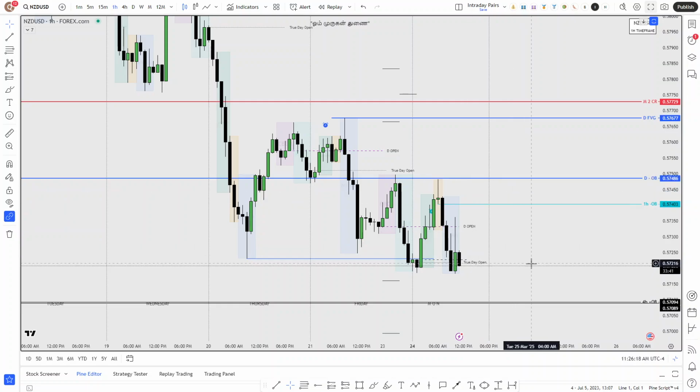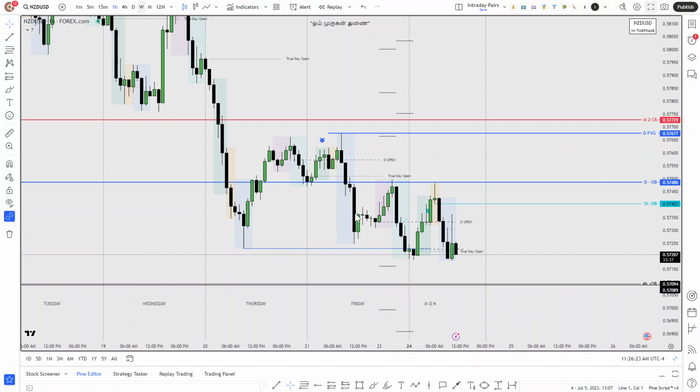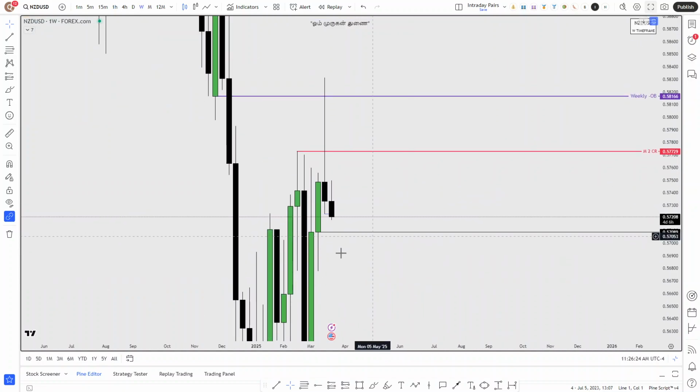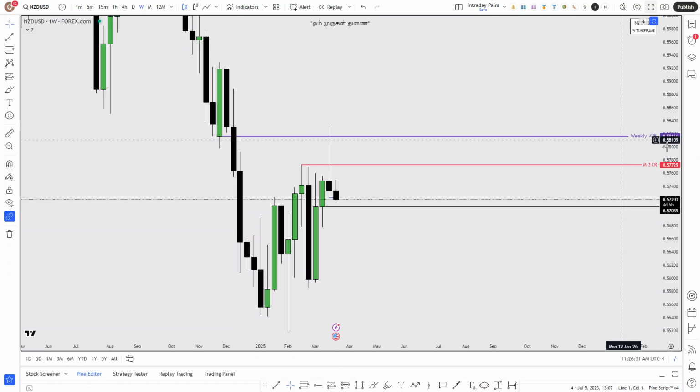Okay, so I'll come to the analysis part now. In weekly, yeah, we have this bearish OB, right? This is New Zealand. This is the weekly bearish OB. Yes, price has tapped this. Weekly bearish OB. Price has tapped this, and now it has started falling down.